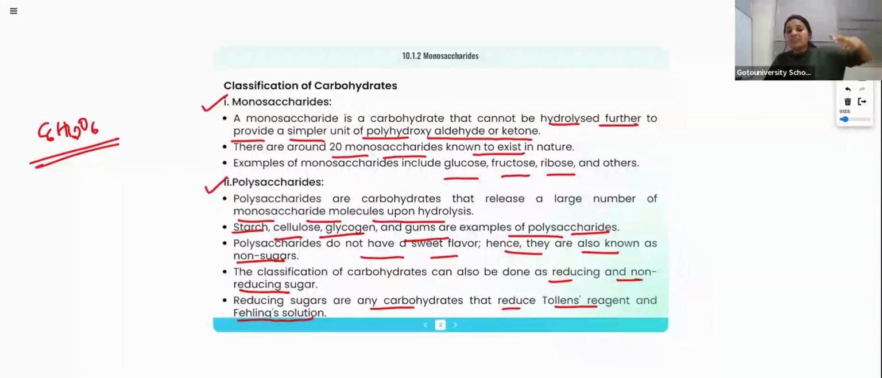The same thing we use in the case of aldehydes and ketones, we can use here also. We can use the reagents here also. So they will reduce the Tollens and Fehling solution. You remember, aldehydes when treated with Tollens reagent produce a silver mirror. When treated with Fehling solution, they produce a reddish brown precipitate. But ketones do not react with the Tollens reagent, so they do not give precipitates. Reducing sugars will give the same result with the Tollens and Fehling solution.